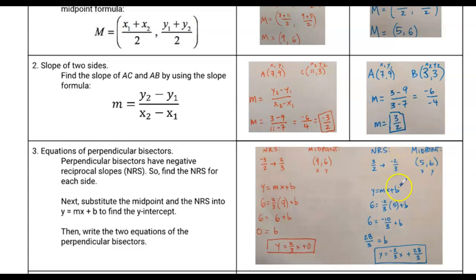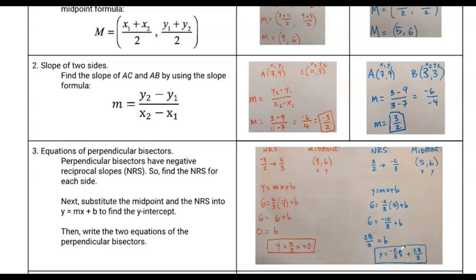Next, we are taking that slope and the midpoint that we found for line AB, which is (5, 6), and substituting it into, you guessed it, the y equals mx plus b formula. Once we solve this, we get 28/3 is equal to b. Ugly number, that's okay though, because improper fractions are people too. So that's our y-intercept, and our slope was found already, that's negative 2 over 3.